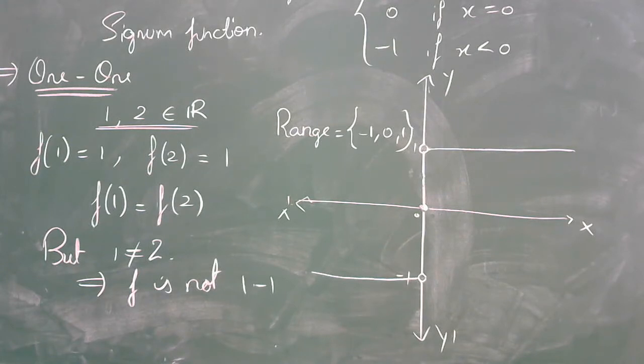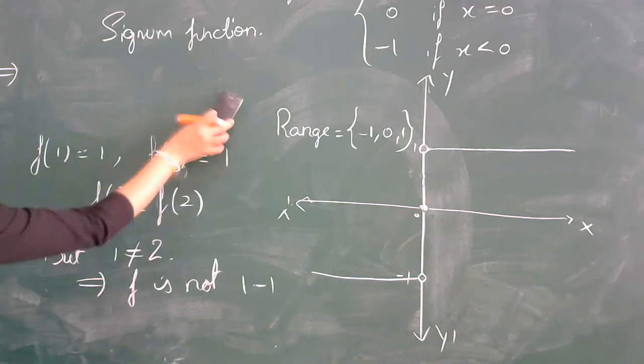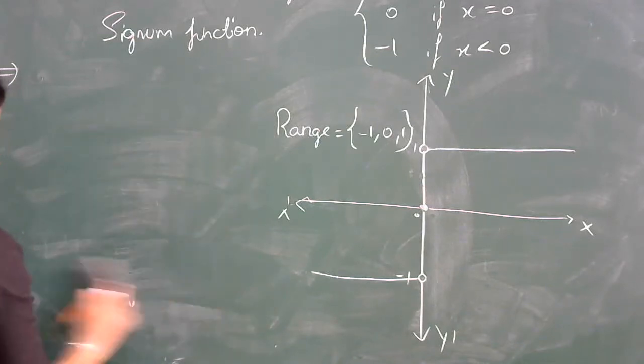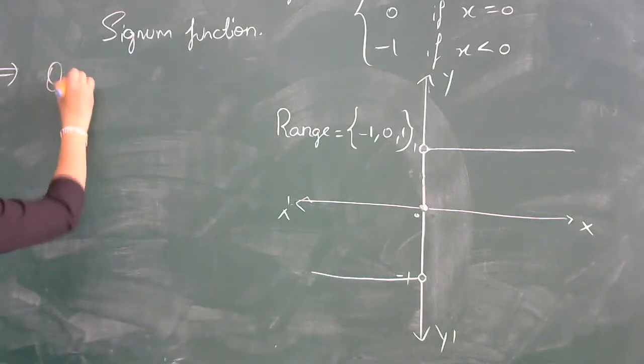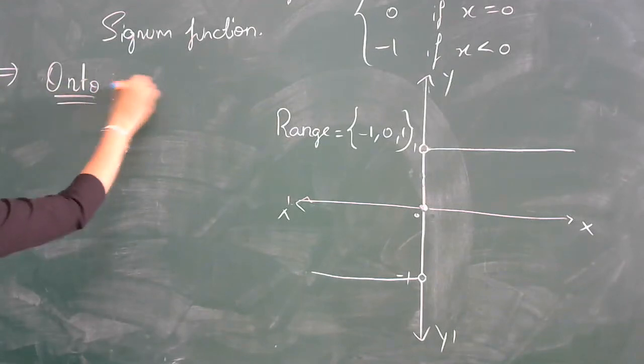Did you all understand, students? Now tell me why it is not an onto function. Why is the signal function not an onto function?